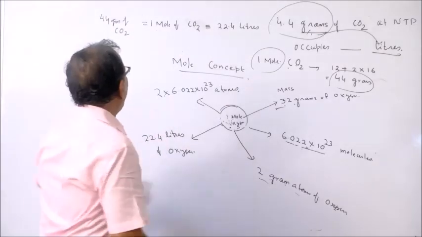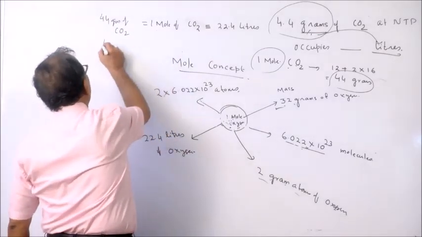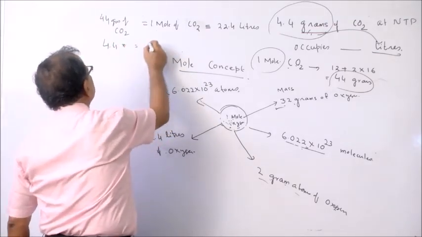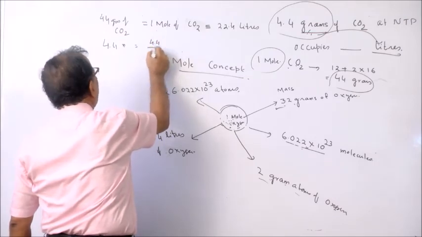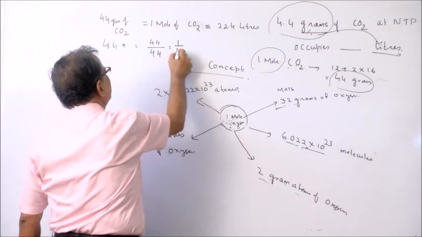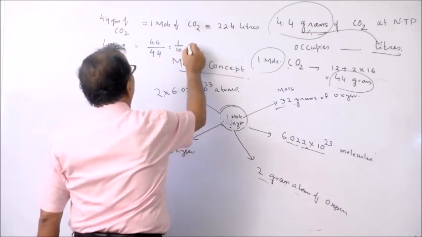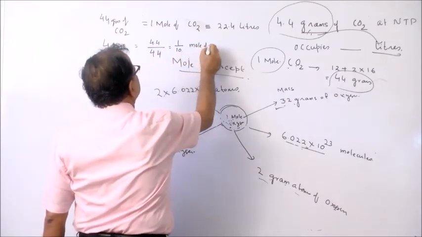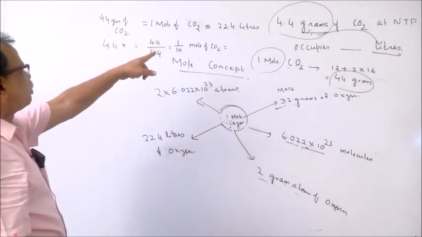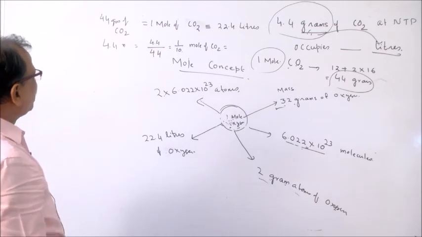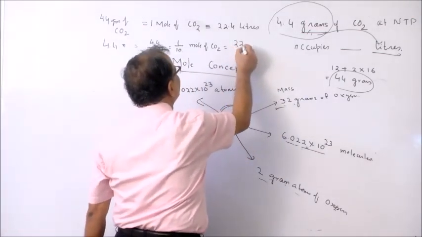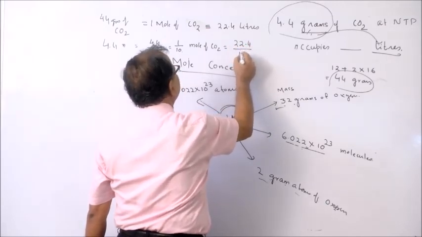So 44 grams of carbon dioxide is 1 mole, or we may write 4.4 grams of carbon dioxide. This is equal to 4.4 by 44, that is equal to 1 by 10 mole of carbon dioxide. Simple. Then 1 mole of carbon dioxide is equal to 22.4 liters, so 1 by 10 mole of carbon dioxide will be 22.4 by 10.